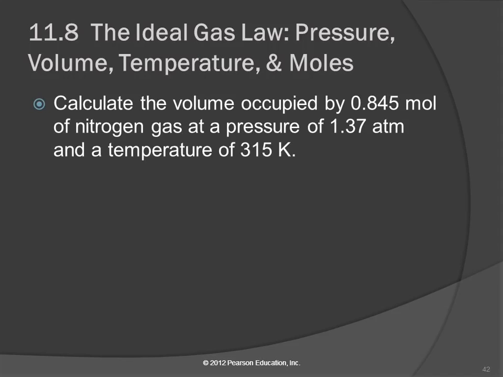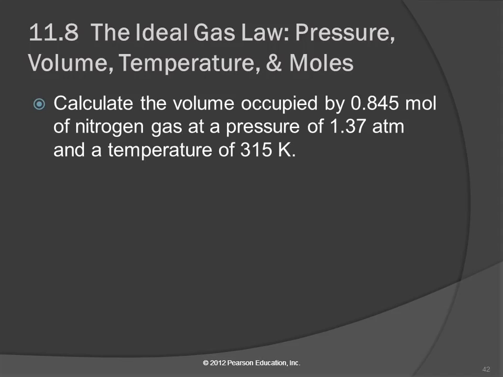So calculate the volume occupied by 0.845 moles of nitrogen gas at a pressure of 1.37 atmospheres and a temperature of 315 Kelvin. So we read through that, and we may or may not recognize, hey, wait a minute, there's only one set of conditions. There's not two sets of conditions. So this isn't going to be one with the ones and the twos.